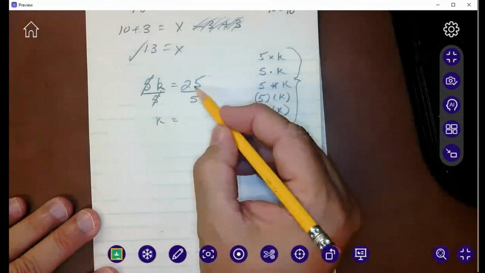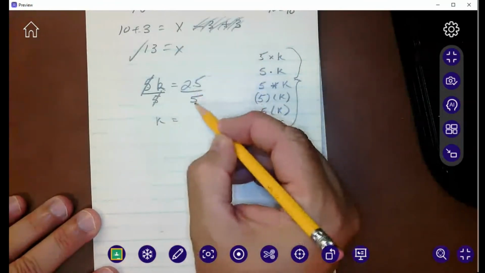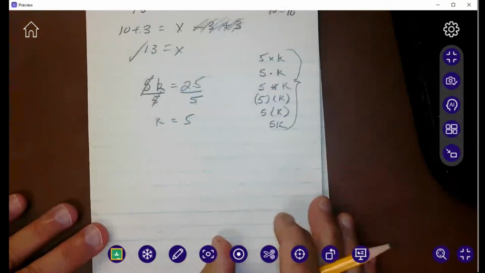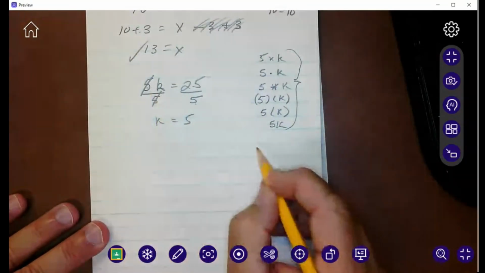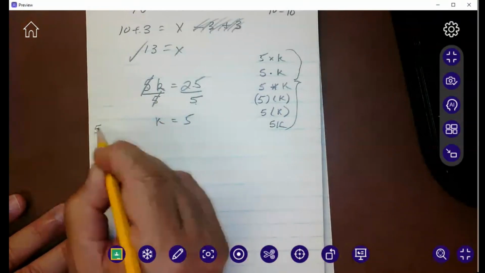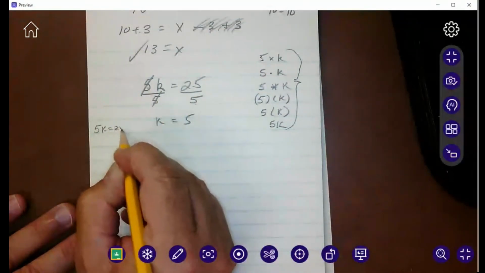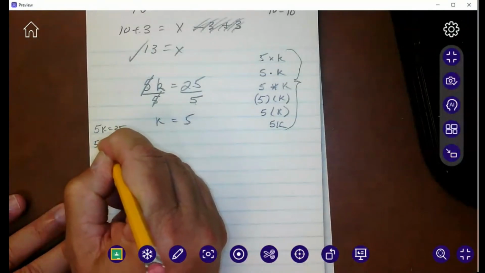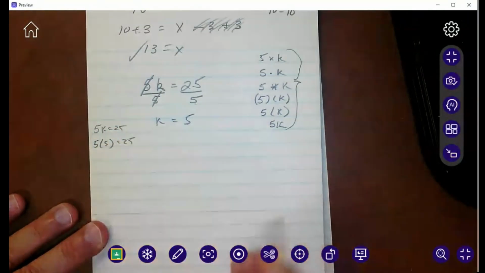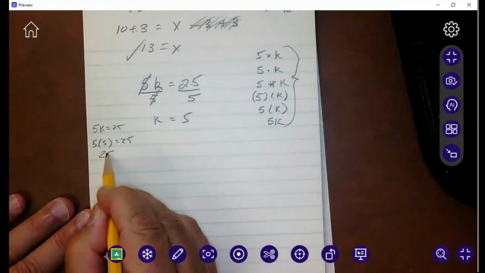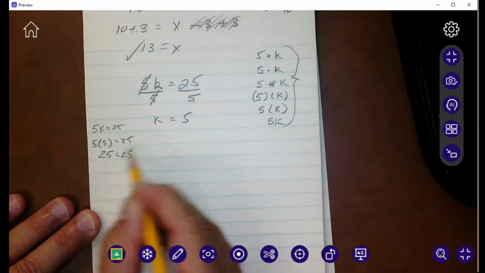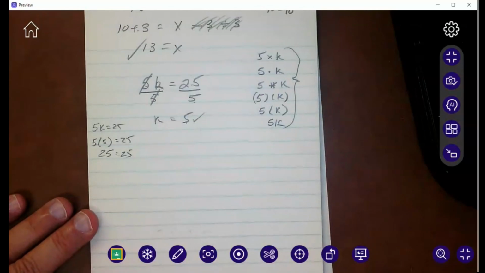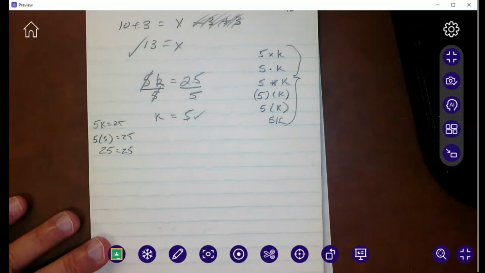On this side, we can evaluate. 25 divided by 5 is 5. I can check my answer by going back to the original equation. 5k equals 25. Put the 5 in for k. 5 times 5 is 25. Both sides of the equal sign are the same. That is the answer to the equation.